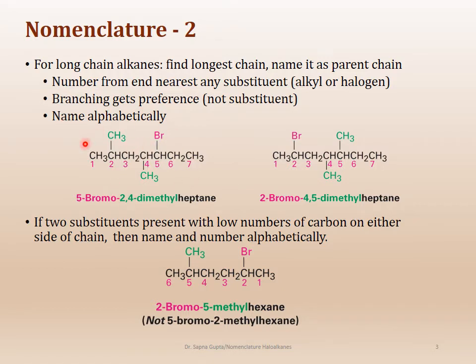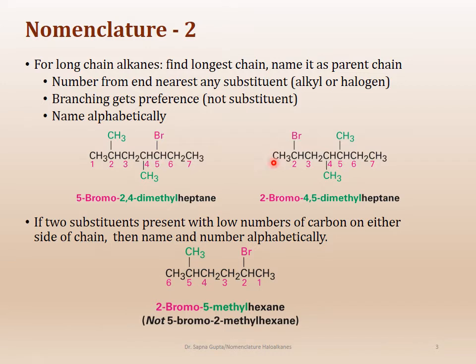Okay, so for example, in this case, since your branching is starting from the left hand side, you will start the numbering from the left hand side. However, because we have bromine here, your naming will start from bromine. So this is 5-bromo-2,4-dimethyl heptane, and then here now, because bromine is 2 does not mean you start from there. Bromine is 2 because the branching is starting from here.